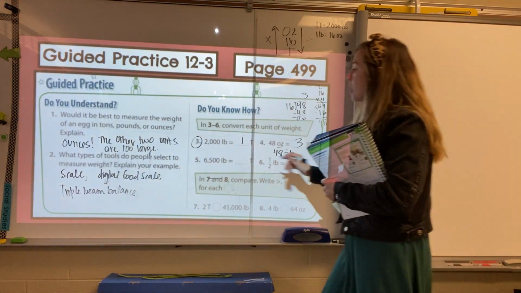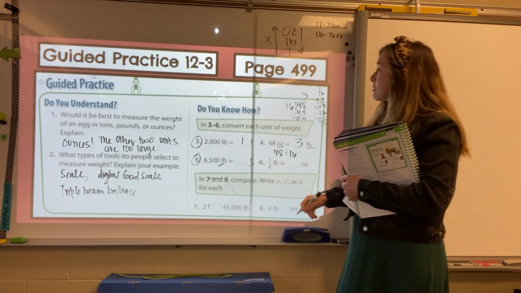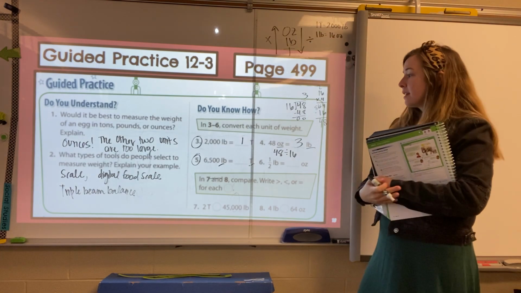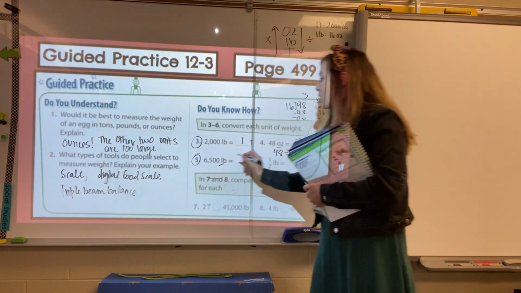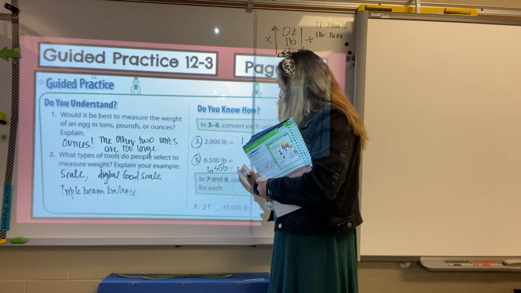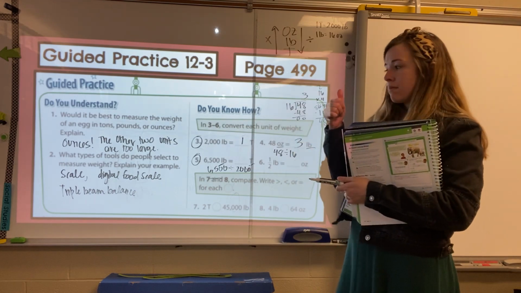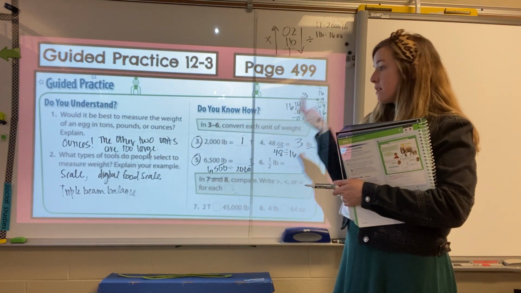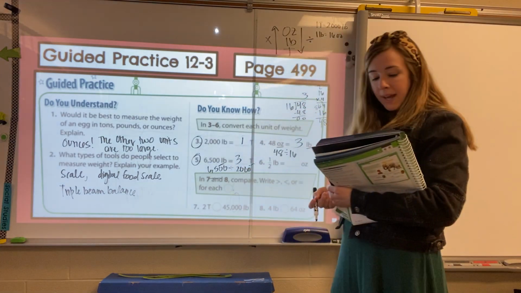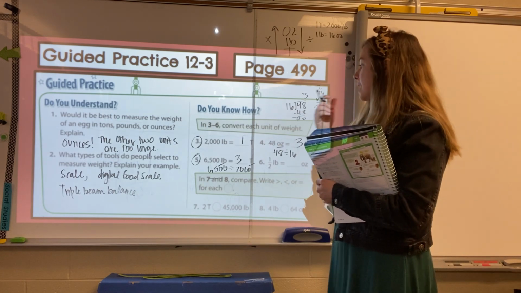Okay, let's go ahead and try number 5. 6,000 pounds to tons. So pounds to tons, we gotta divide. Okay, so what you should have tried is 6,500 divided by 2,000. So 2,000 would go into 6,500. I have 2,000, 4,000, 6,000. I know it's gonna be 3 times. And then what we have left over is 500 out of 2,000.